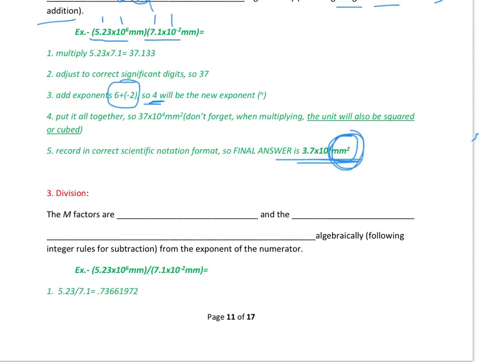Okay, and division is very similar. The M factors are divided, and the exponent of the denominator is subtracted algebraically, following integer rules for subtraction. And again, if somebody's going to mess up, that's probably where they're messing up.